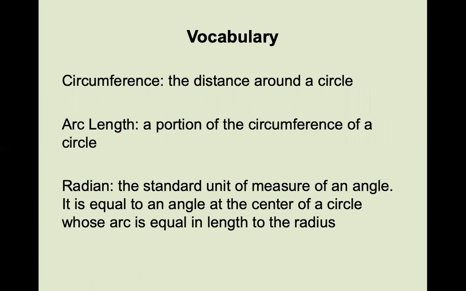We have a new unit of measure in this chapter called a radian. It is the standard unit of measure of an angle. It's equal to an angle at the center of a circle whose arc is equal to the length of a radius. So if you remember, in the last chapter we had degree measures of arcs, and that was equal to the measure of the central angle. But now we're going to have radians. You're going to see radians more and more as you progress through your math classes. By the time you get to calculus, you'll see radians only. You will not see degrees. In pre-calc, you'll see a little of both: some work with degrees and some work with radians.